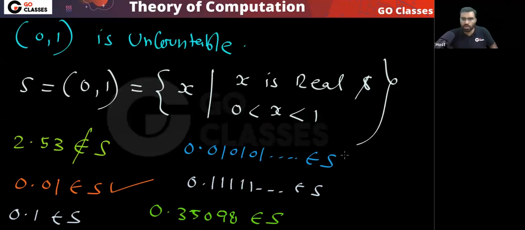Okay, so I hope you understood. For example, 0.98, this also belongs to S. 0.99, this also belongs to S. So I hope you understood what is your set S. Did you understand the set S? Please tell me. Now let's prove.